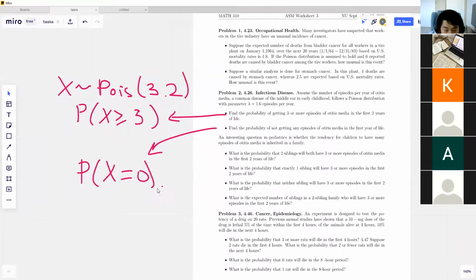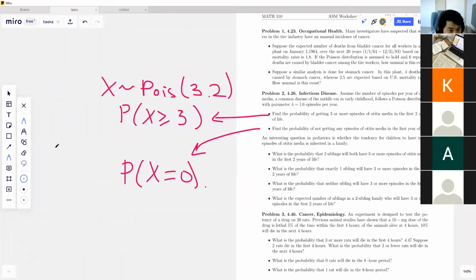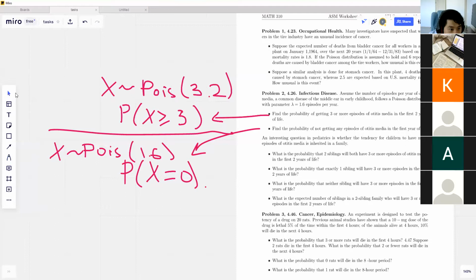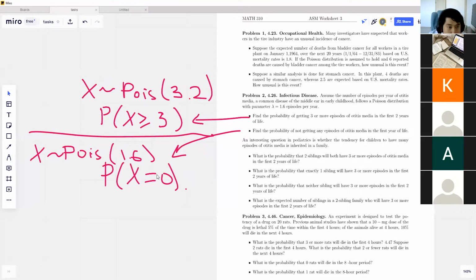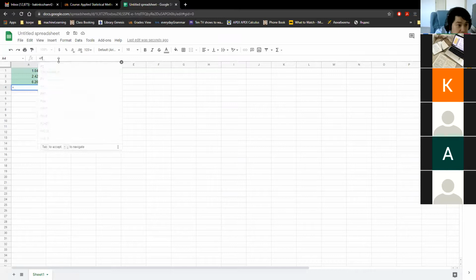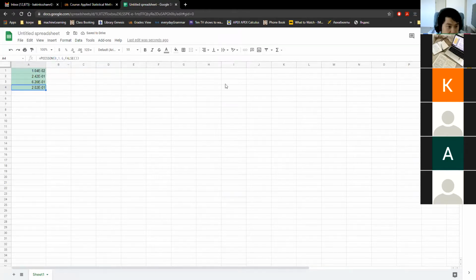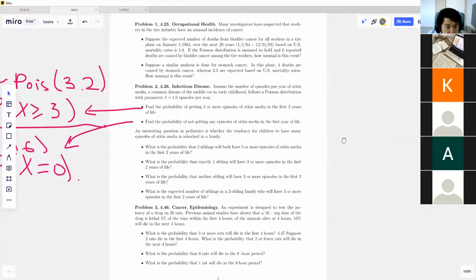So now we are working with 1 year period. So in second case, X follows Poisson distribution with parameter of 1.6. Okay, so then we need to find Poisson dist. 0, mean is 1.6, and we'll put false for cumulative. We don't need CDF, we need PMF. So this is 20%. All right. Any questions so far, guys?